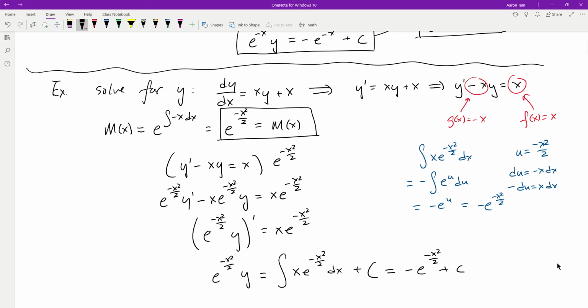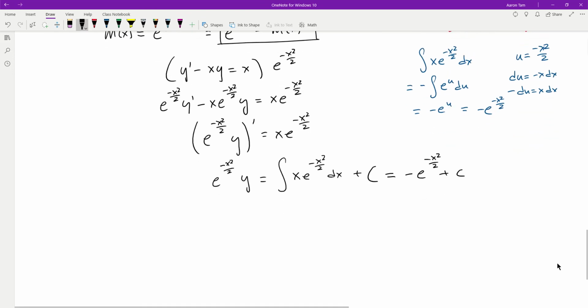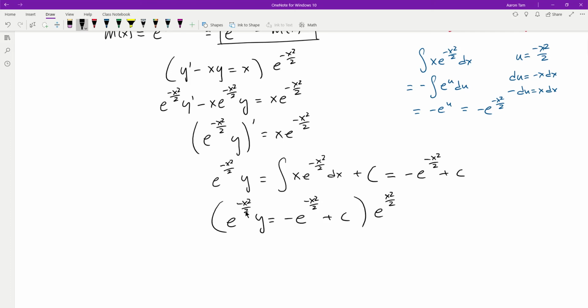And so now what I need to do is solve for y. So now I have this equation. We'll multiply the entire equation by e to the x squared over 2, because that would balance out the e to the negative x squared over 2. So when I do that, I have y on this side. And notice that these two things also cancel and leave you with negative 1 plus c e to the x squared over 2. Now notice that solution looks very similar to the last one that we did.